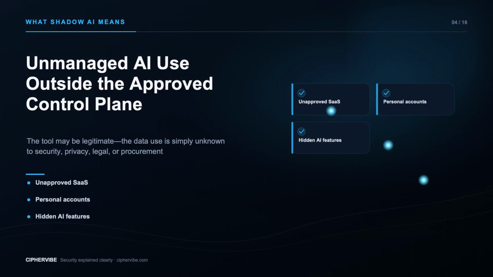Shadow AI is not limited to suspicious websites. It includes legitimate consumer AI used with a personal account, browser extensions that process page content, meeting bots added without review, code assistants connected to repositories, and AI features quietly enabled inside existing software. The defining problem is missing visibility and governance around the data flow.